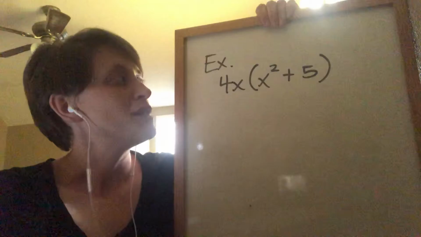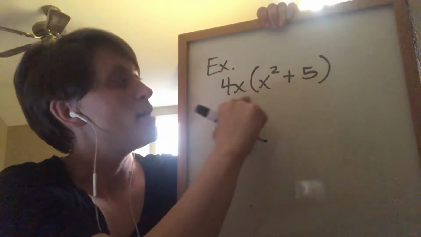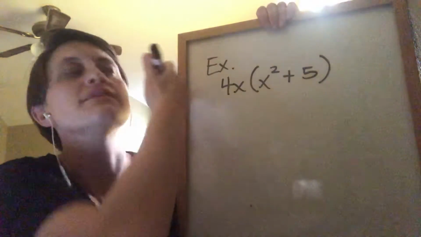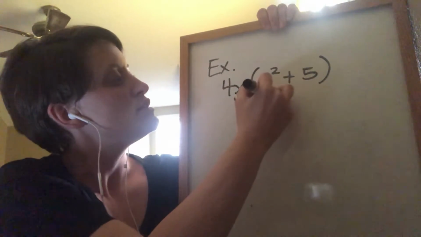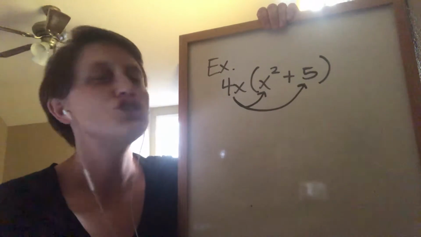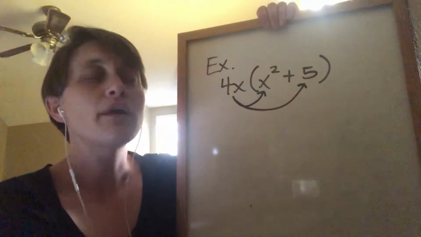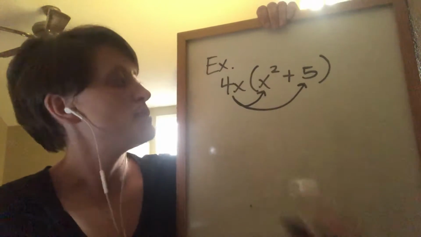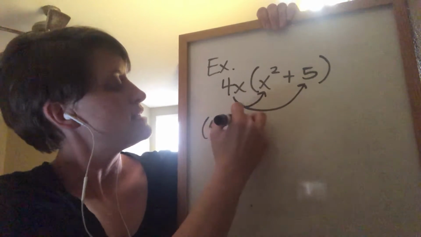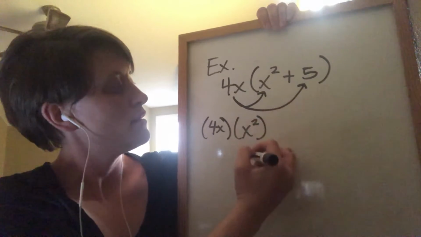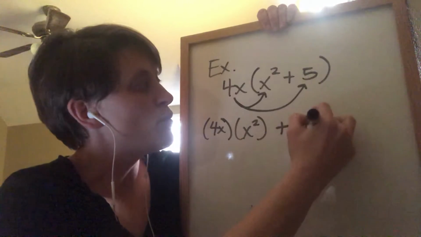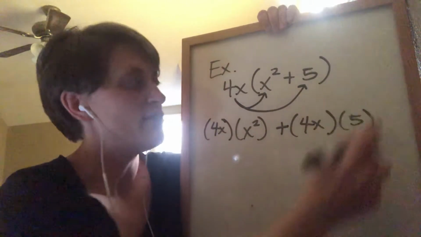Okay, so let's look at multiplying these two polynomials. In this case, we have a monomial, so just a term, times a binomial, two terms in that polynomial. So we're going to use the distributive property to multiply the monomial by each term in the polynomial. And what we're going to end up having to do is use our rules of exponents. So if we multiply 4x times x squared, and we have our plus sign here, we also need to multiply 4x by 5.